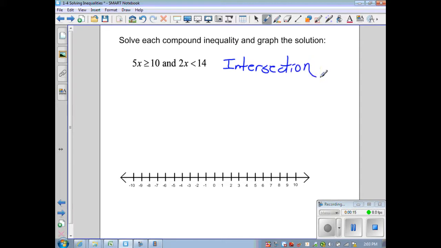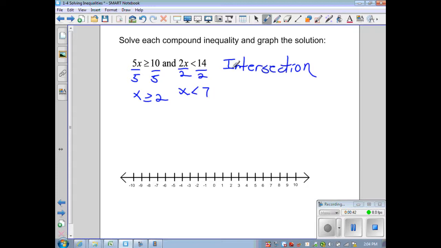So that means my solution on the number line needs to be the shared values of x that make both inequalities true. So let's solve each one separately. Divide by 5 on 5x is greater than or equal to 10. That gives me x is greater than or equal to 2. Divide by 2 on 2x is less than 14. That gives me x is less than 7.